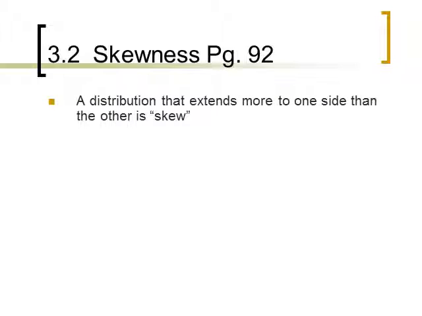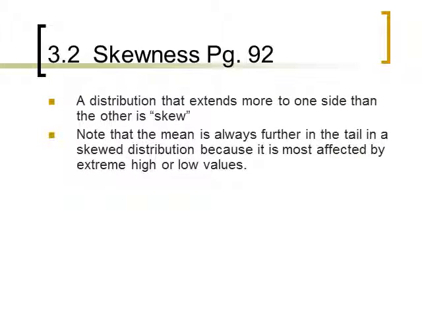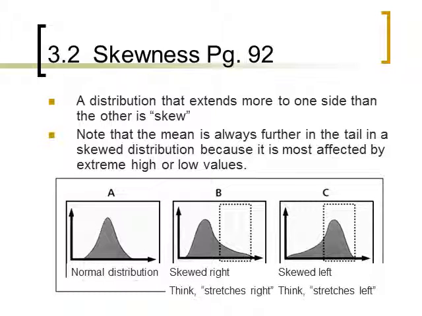And then I just wanted to talk about skewness. On page 92 in your textbook, you'll see that it discusses what skewness is. That is a distribution that extends more to one side than the other. So it's not a bell-shaped curve. And in this situation, when we have skewness, the mean is always further in the tail because it's most affected by those extreme high or low values.